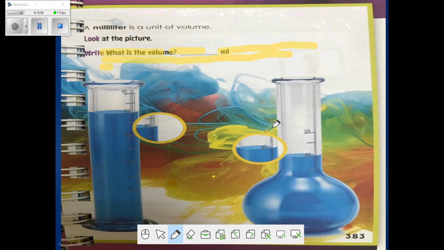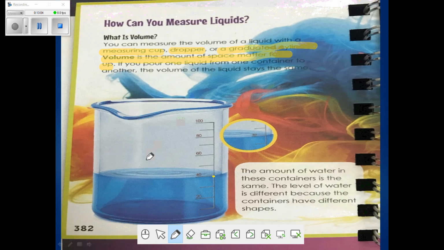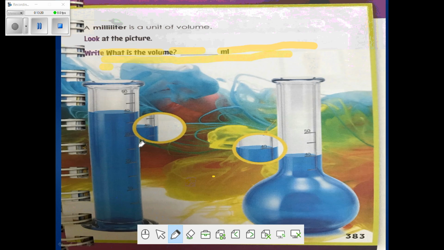But let's see the third container. Look, we pour the water here. And the amount of water is 40 milliliter too. So we have three containers, different shapes and the same amount of water, because we pour this water here in the second one and this water here in the third one. So the amount of water is the same in the three containers.